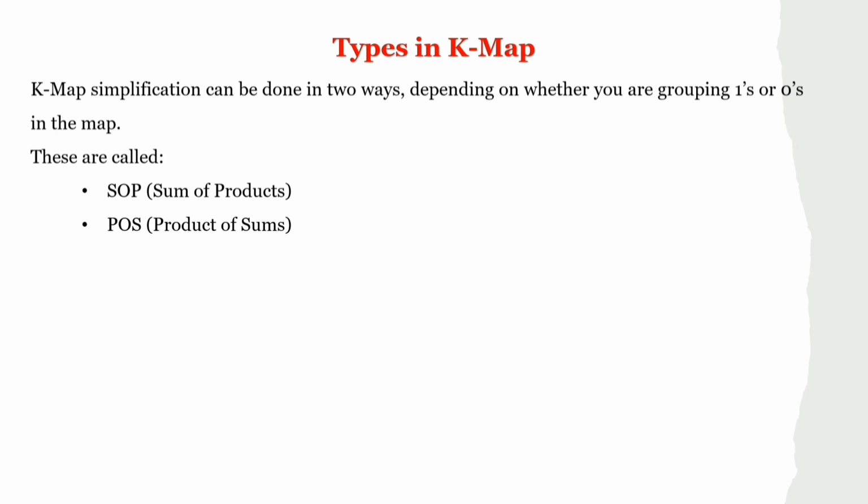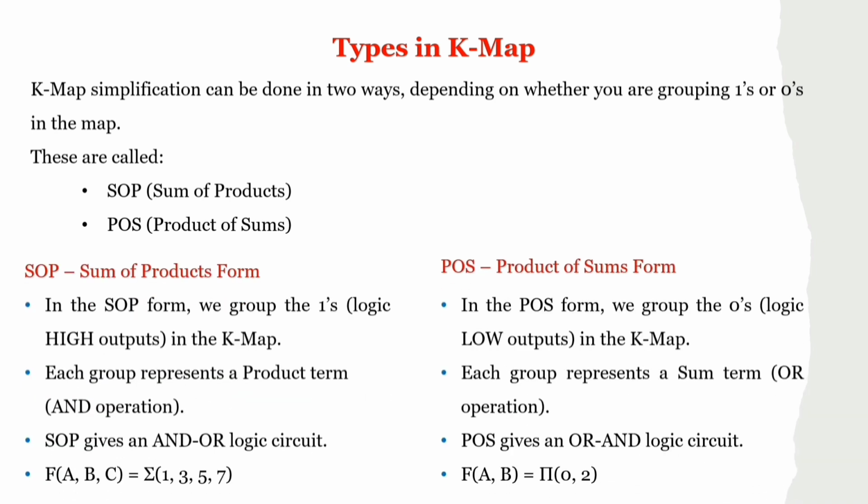First, let us understand SOP. SOP stands for sum of products. In the SOP form, we group all the ones, that is, the logically high outputs, in the K-map. Each group represents a product term, meaning an AND operation. Finally, all the product terms are ORed together, which gives an AND-OR circuit. Example: here we consider a three-variable function, that is f(a, b, c) = Σ(1, 3, 5, 7).